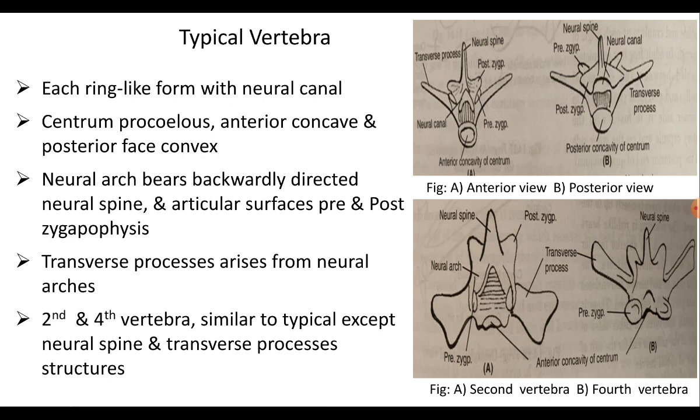The ventral thick solid rod-like part of the vertebra is called the centrum or the body of vertebra, which is concave in front and convex posteriorly. This type of centrum is called procoelous.